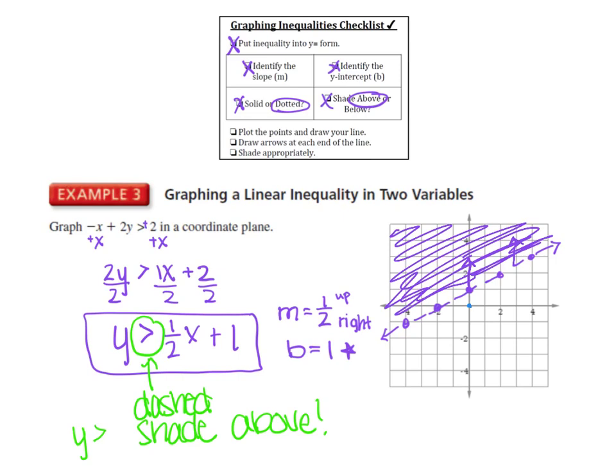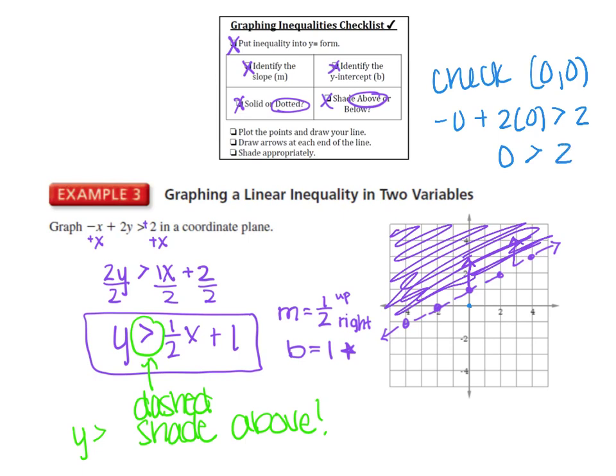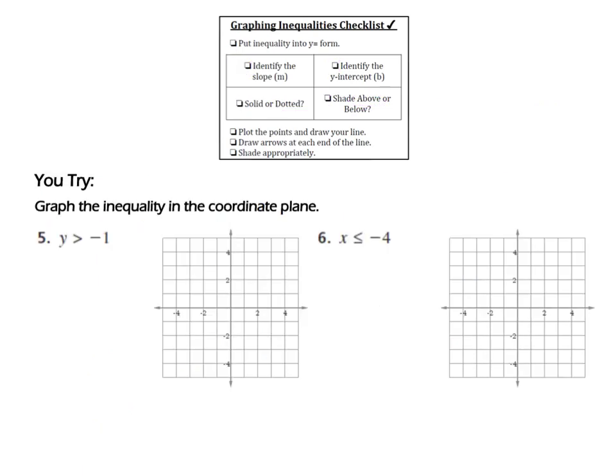So if I checked 0, 0 again, 0 plus 2 times 0 is greater than 2. Well, that's 0 is greater than 2, right? That is not true, so that point should not be a solution, which means it shouldn't be shaded. And it's not shaded, so I think I did that correctly. So now it's your turn to try a few of these you-try problems.